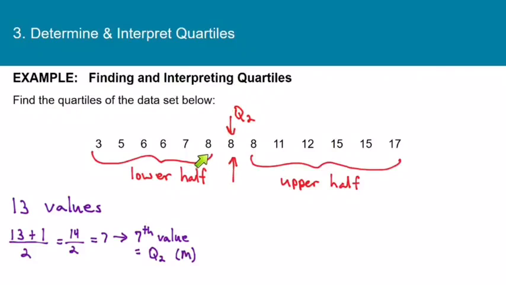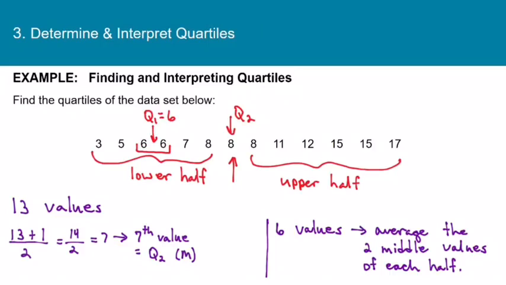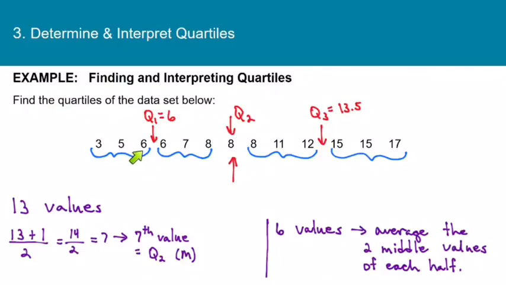So now we're going to find the median of the lower half, and that's going to be the average of these two middle values. So the average of 6 and 6, of course, is 6, and so Q1 is 6, and it falls in between these two 6s. And the median of the upper half is going to be the average of 12 and 15, which is 13 and a half. So now notice that there are 3 values to the left of Q1. There are 3 values between Q1 and Q2. There are 3 values between Q2 and Q3, and 3 values above Q3.